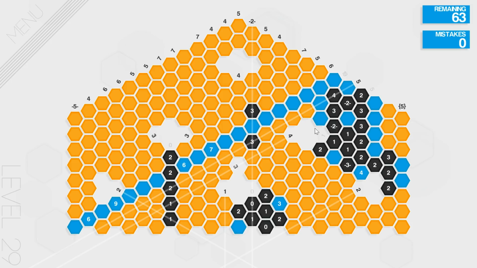What's the next move? This 2 could be either one of these. This 3 could be either one of these. This 2 could be either one of these. So all of those seem to have been dealt with. This one could be either one right now. It's probably this one, but I'm not certain. I would just be guessing.